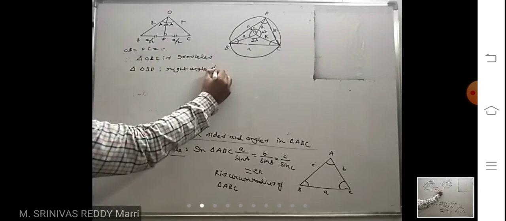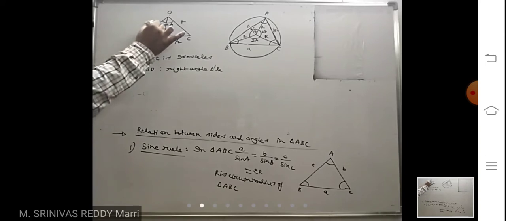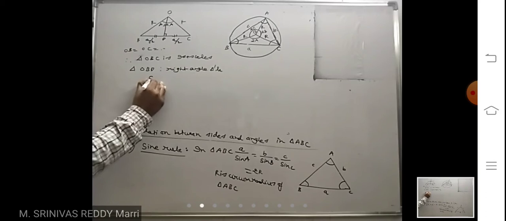This is a right angle triangle. Look at angle D, it is a right angle triangle. Now this is angle A. I am writing sine A.